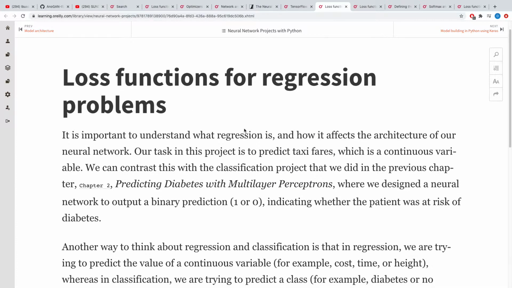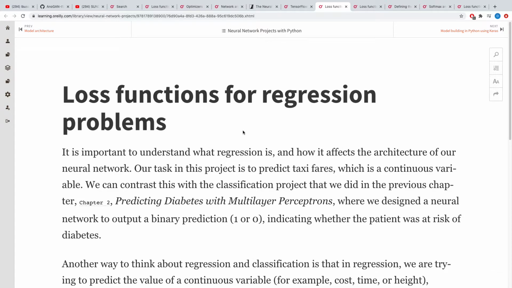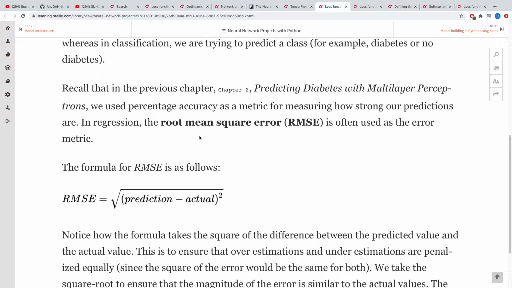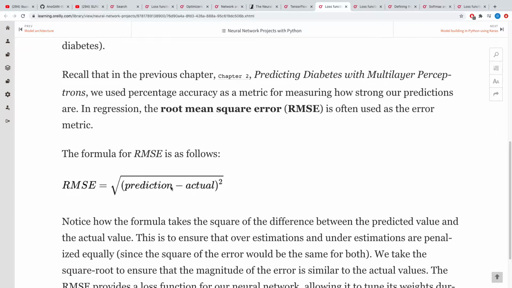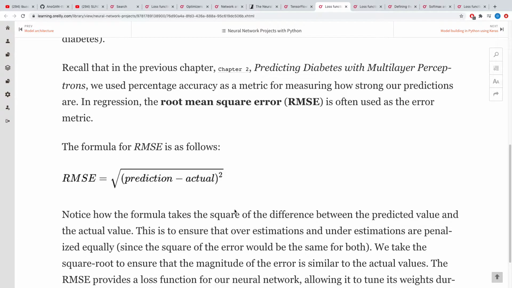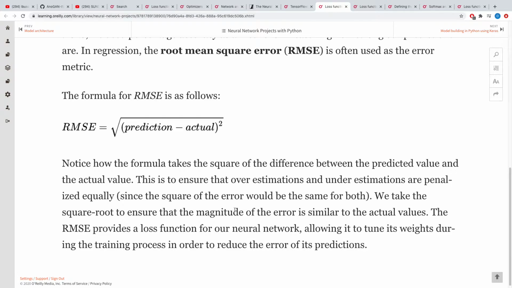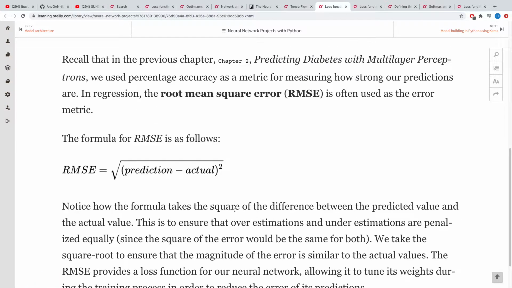Okay, this is a loss function for regression problems, and this defines the root mean square error, like I showed in the previous one. This is the prediction, and this is the actual. You take the square of that, and then you take the square root. That is the root mean square error. So this is the formula for the root mean square error.